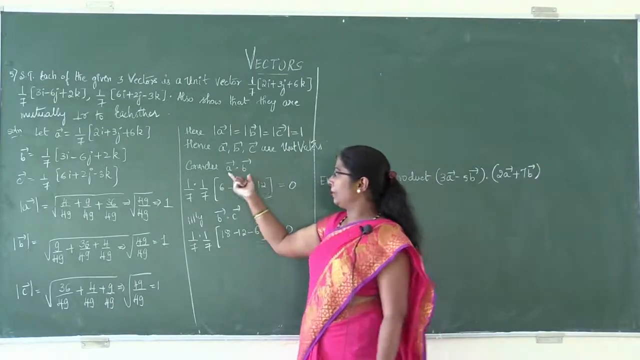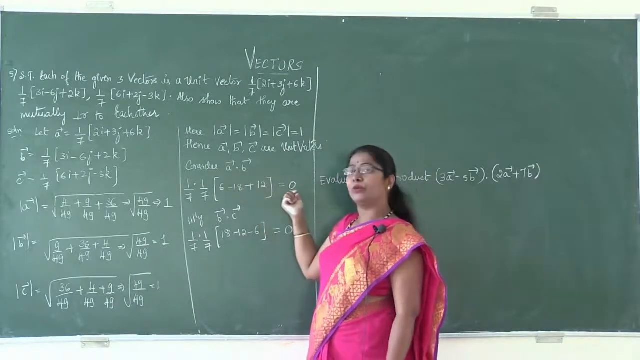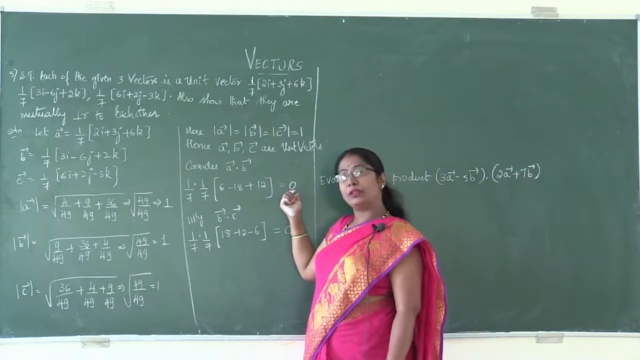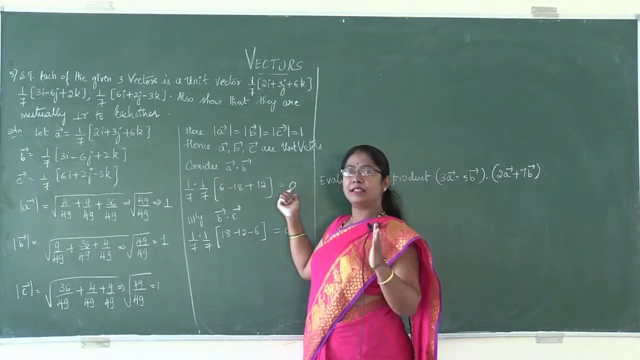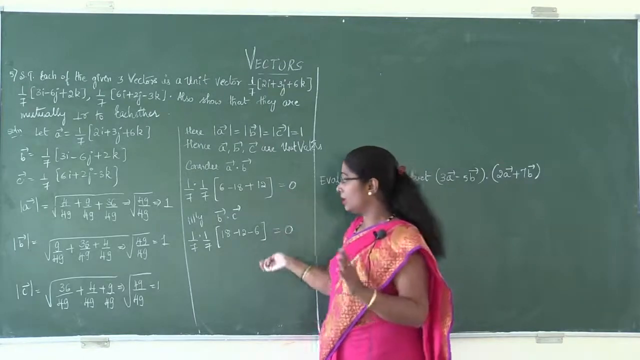When we see the dot product of these two vectors is 0, we say that these two vectors are mutually perpendicular to each other, or they are at right angles. This is the condition for orthogonal vectors.